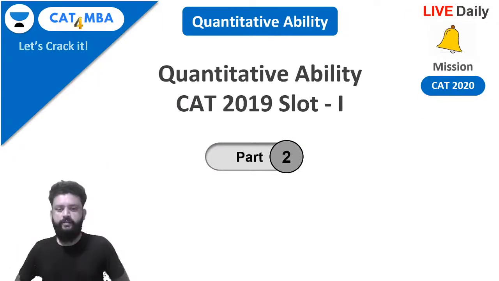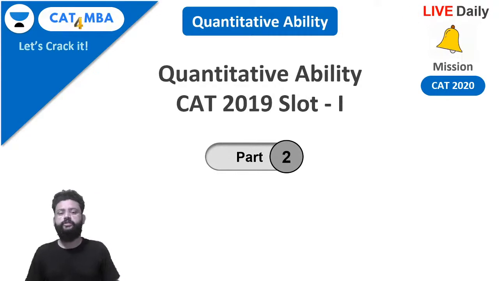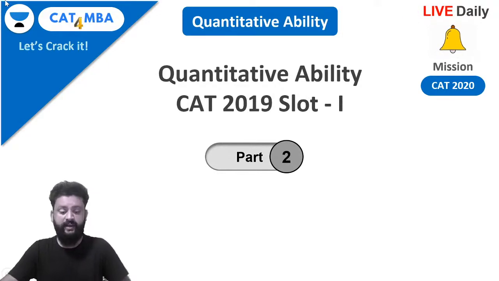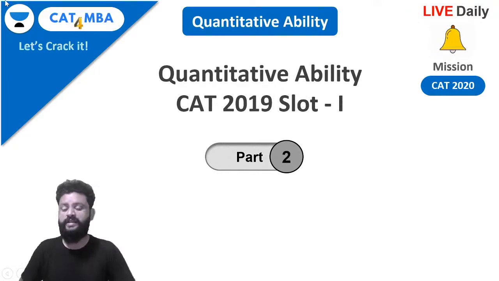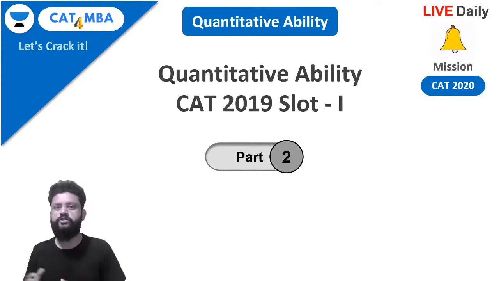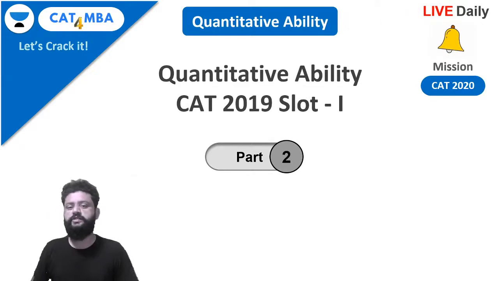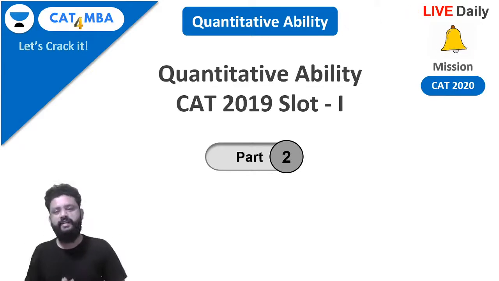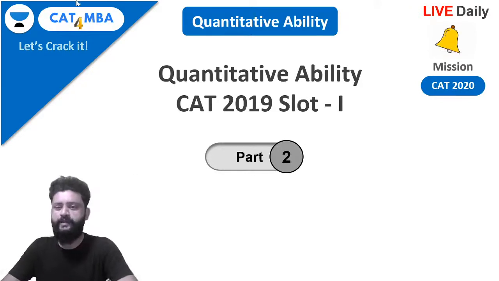So, guys, the part two of the session where I'm going to analyze this CAT 2019's quantitative ability slot one paper. We have already completed 17 questions in part one. So, the remaining 17 questions I'm going to do here today. So, let's begin.